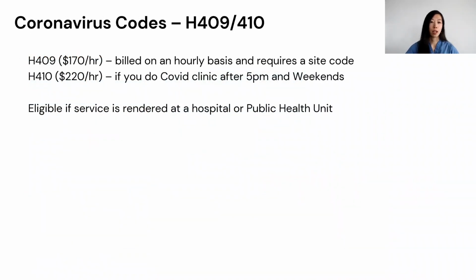And now, in the time of coronavirus, there are these additional coronavirus codes as well, so H409 and 410. And these are billed on an hourly basis. So for example, if you're working in any sort of COVID clinic or COVID setting, vaccination setting, doing COVID swabs to test patients, these are the hourly codes. So it's not on a per patient basis, it's on a per hour basis. And you will need a site code to bill this. The site code is usually provided if you're working as part of a hospital or a public health unit.